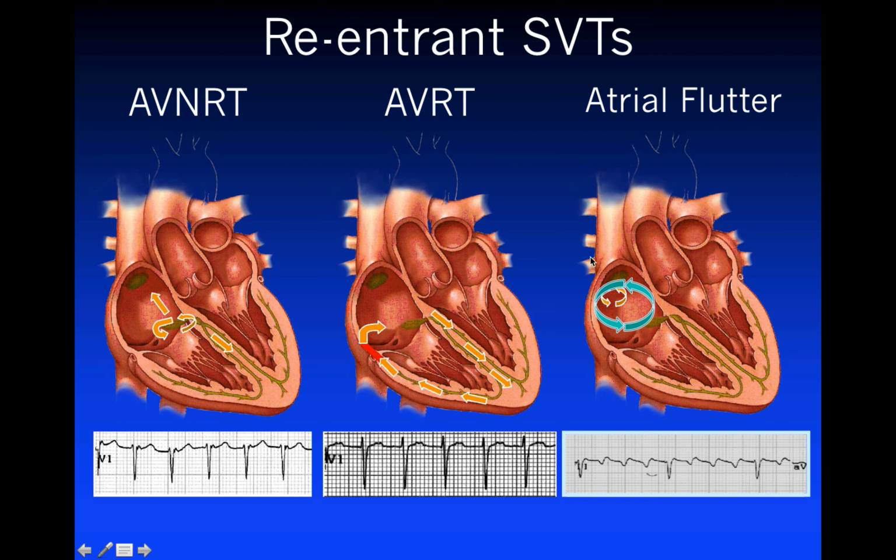And here you have atrial flutter, which is a short circuit within the right atrium, and it is a sawtooth pattern in the inferior leads.